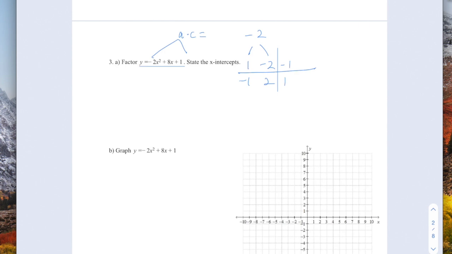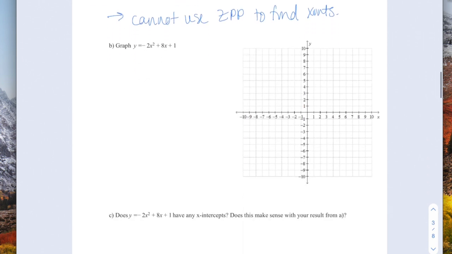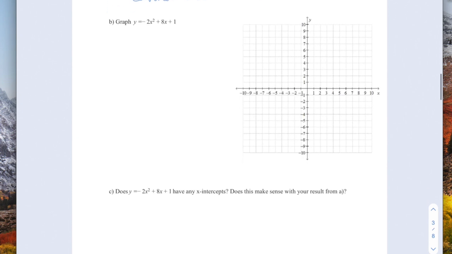And again, we can see that I cannot break up my 8x into either of these two factors here. Okay, so I can't factor, meaning I cannot use the zero product property to find the x-intercepts as I did in number 1. I also had this problem in question number 2. Let's graph it.